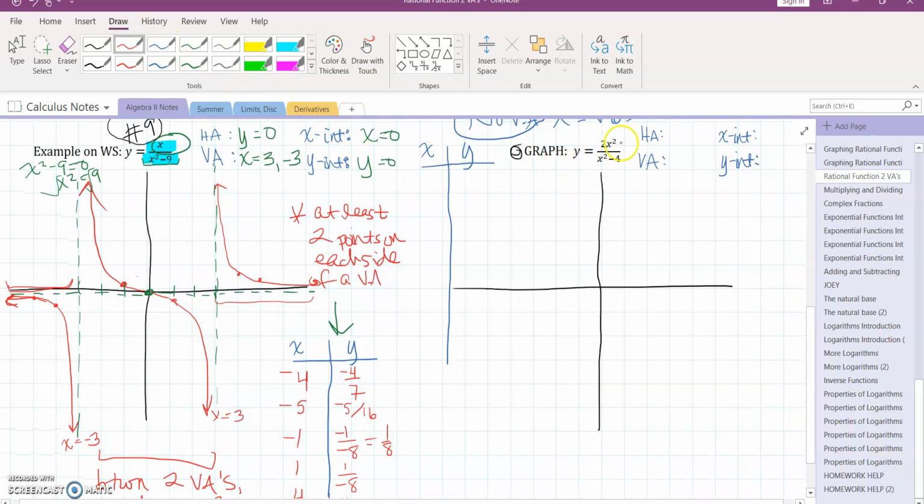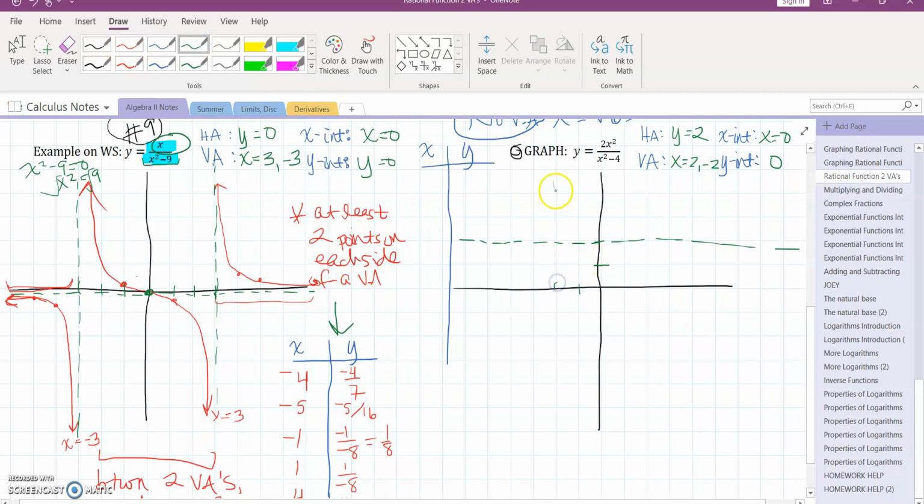It really is the same process as the others, just a few more points to do. Degrees are the same here, so 2 over 1 is 2. So now I'm up here at 2. Vertical asymptotes, I have x equals 2 and negative 2. The x-intercept, if 2x squared equals 0, then that means x is 0. The y-intercept, if I plug 0 in for x, that'd be 0 over negative 4, which is 0.